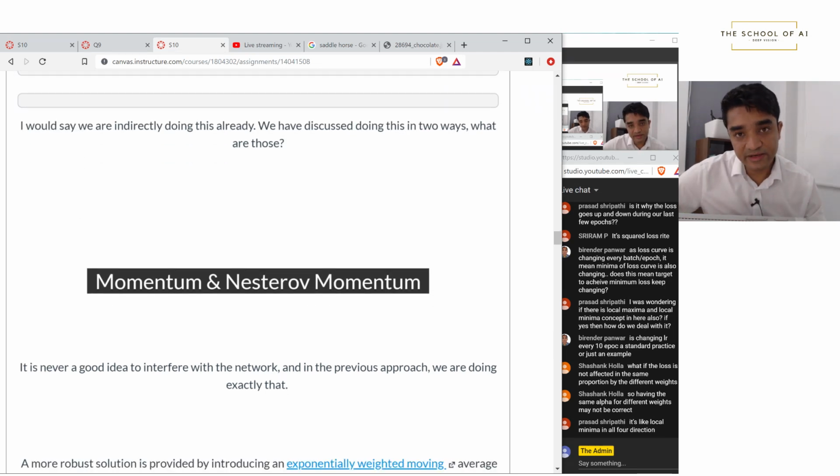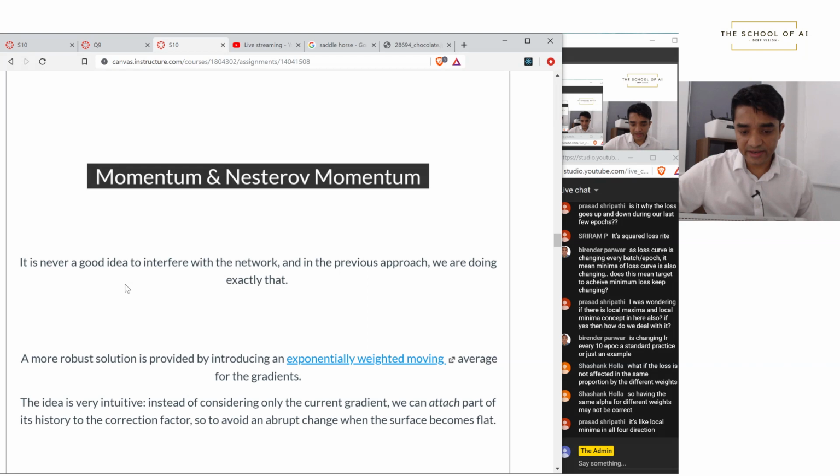Now let's look at momentum and Nesterov. It is never a good idea to interfere with the network, and in the previous approach we were doing exactly that. Okay, what exactly were we doing? We were saying that we are going to calculate a gradient and directly we are going to add a gradient, and we discussed earlier also that we like the system to figure out what exactly should be done, right?